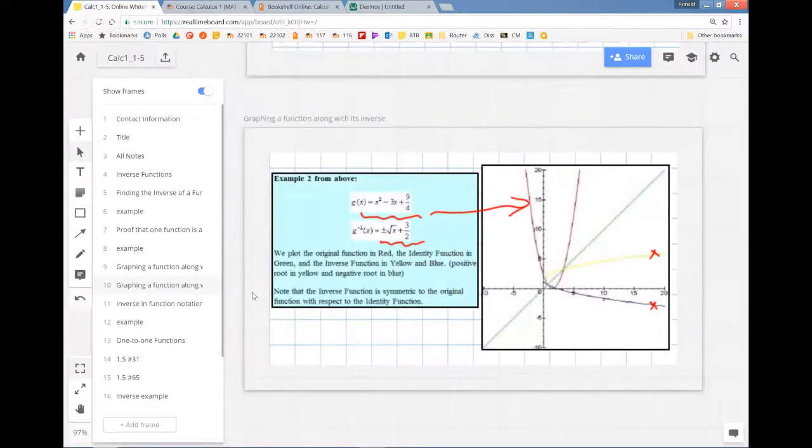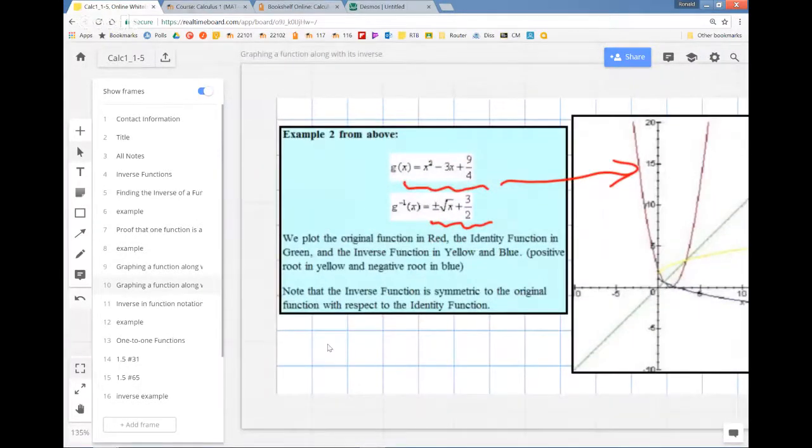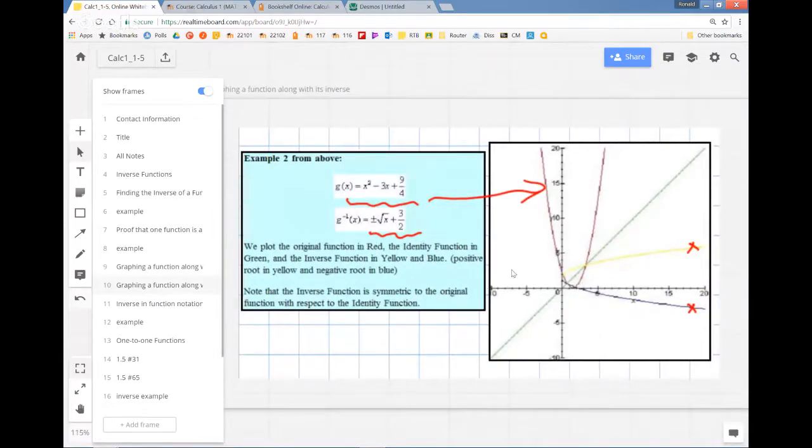Here you can see it with the quadratic that we did. Yeah, we already took a look at this a few minutes ago. The red is the original, the yellow is the positive square root, the blue is the negative square root, and you can see that. So in the book they speak of this. You can run the horizontal line test on the original function, and you can see that it fails, which means that when you rotate it, it's not going to be a function because it'll fail the vertical line test.